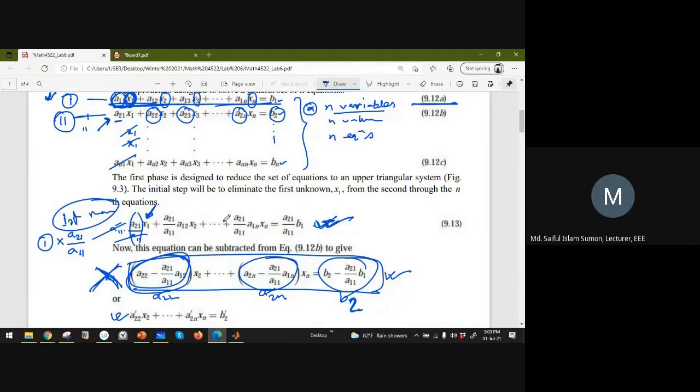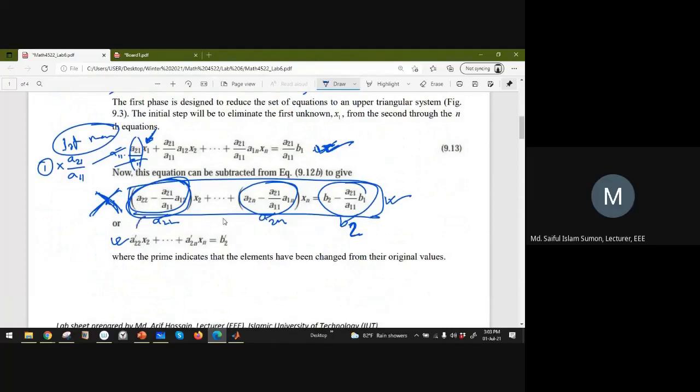So this is actually my a22 prime. This is my a2n prime. This is my b2 prime. The changed values, after the first manipulation, you can see above there is a prime sign. That's indicating one manipulation.